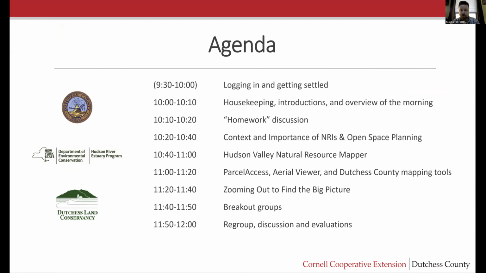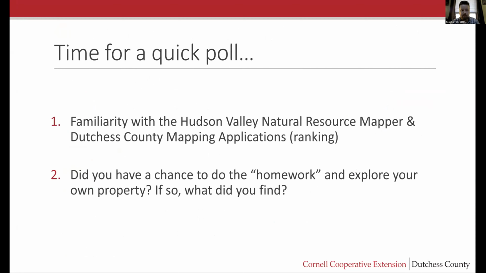All right. So with that, we're going to do a quick poll. I have a couple questions. So for anyone who's not familiar with the poll function, I'm going to launch that now. There are 2 questions about familiarity with these tools. The first question: please rank your familiarity with the Hudson Valley Natural Resource Mapper. And then the second, rank your familiarity with Dutchess County Parcel Access or Aerial Viewer, just so we can get a sense of who's using these tools and your familiarity with them before we get going today. So just take a couple minutes to answer those.